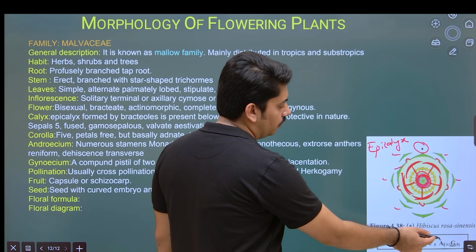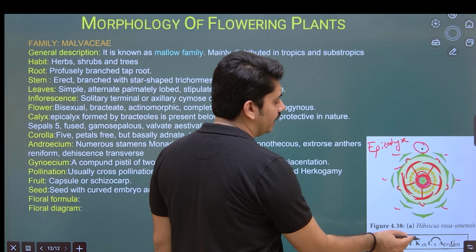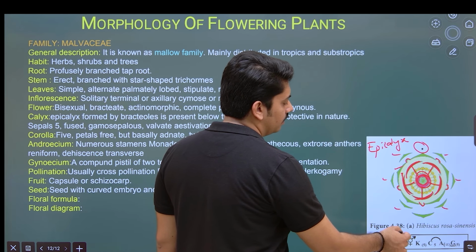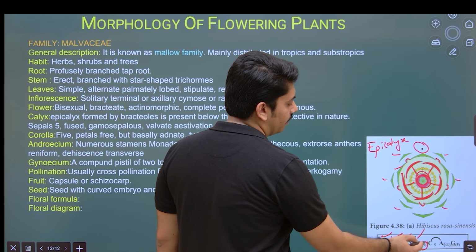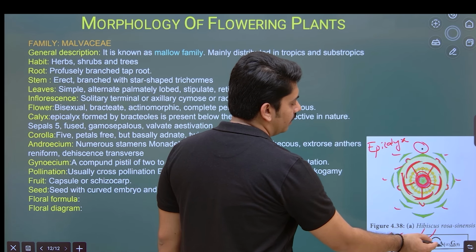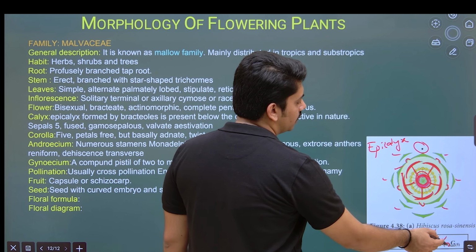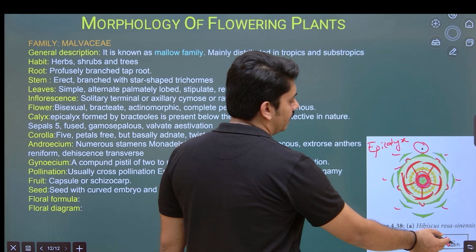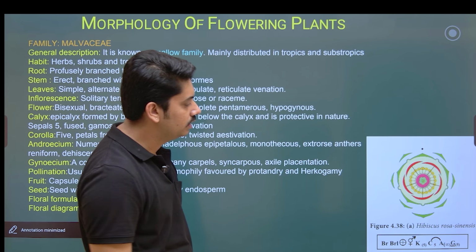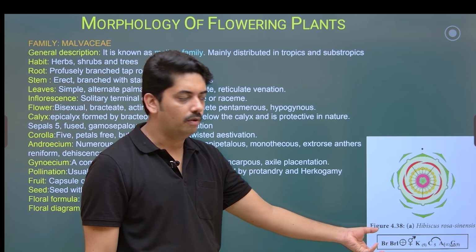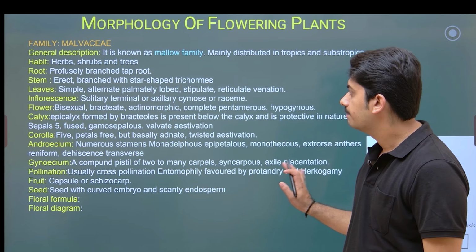If you observe the floral formula, bracteate, bracteolate, then actinomorphic, bisexual, calyx 5 and they are fused, corolla 5, Androecium present on the corolla and number of Androeciums are not defined, so it is infinite, Gynoecium superior and 5. So this is how you write the floral formula. Okay, there is a specific order to write this.